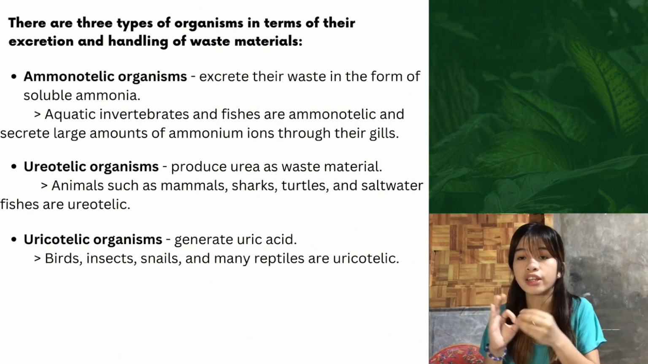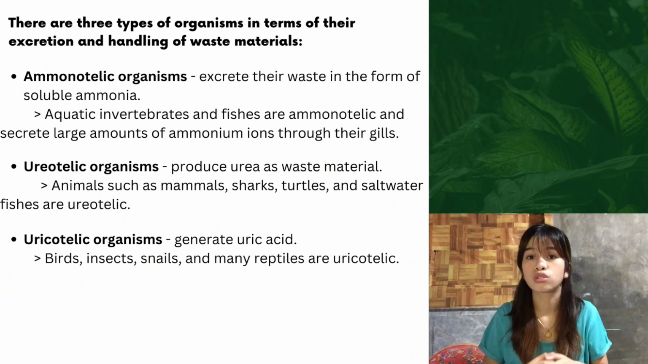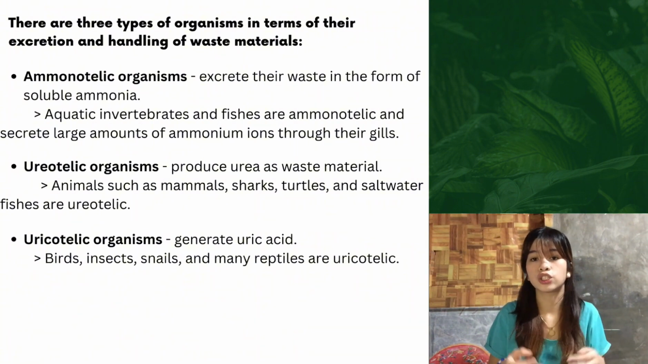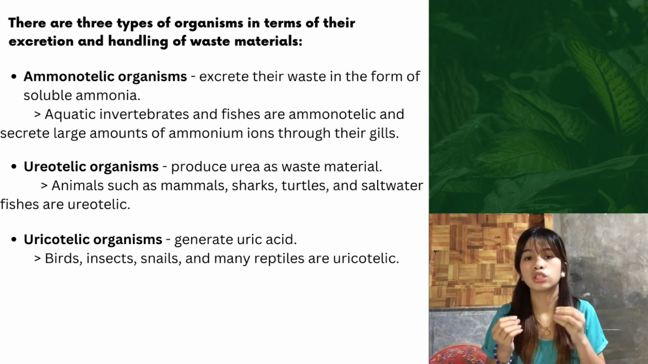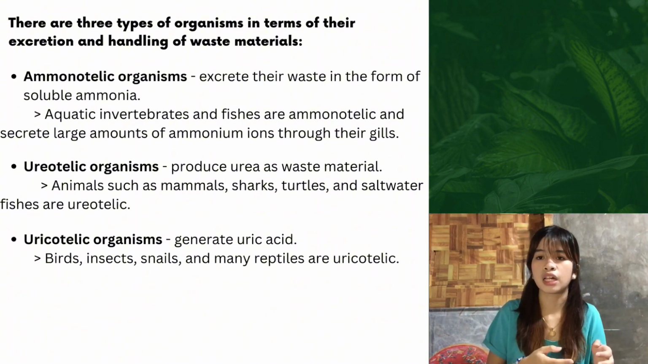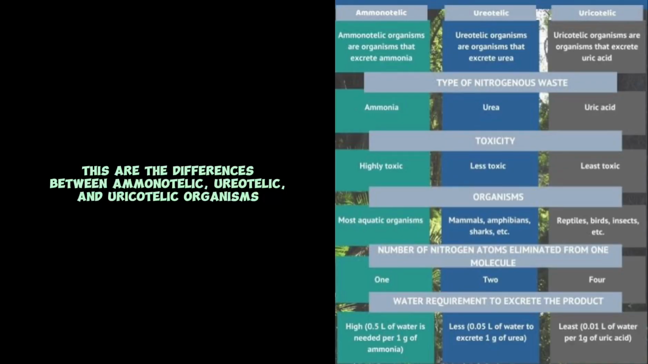Among these three forms of waste, ammonia is the most soluble in water, and uric acid is the most insoluble. Aquatic invertebrates and fishes are ammonotelic and secrete large amounts of ammonium ions through their gills. Animals such as mammals, sharks, turtles, and saltwater fishes are ureotelic, while birds, insects, snails, and many reptiles are uricotelic. These are the differences between ammonotelic, ureotelic, and uricotelic organisms.